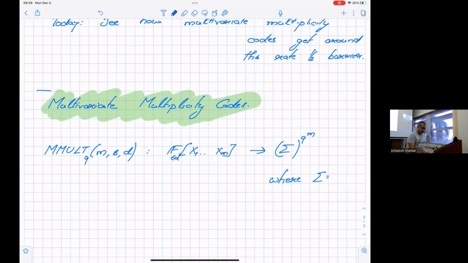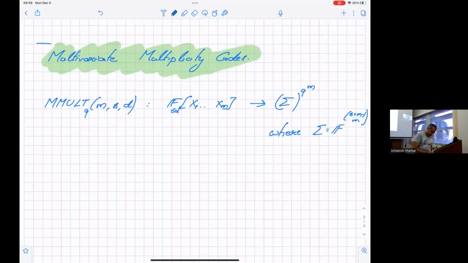Therefore, that itself is F to the power s plus m minus 1 choose m. In particular, if we set s to be equal to 1, you will just get F to the power 1. It is basically you take a polynomial P and you map it to the entire derivatives at the points. That is the encoding.